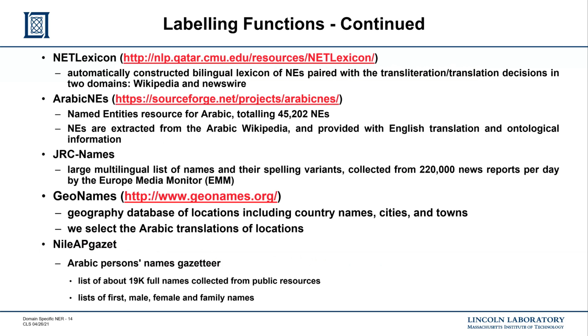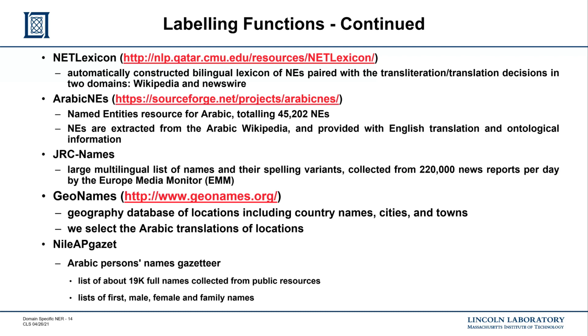Then Arabic named entities is the next one. It's a named entity resource for Arabic, totaling about 45,000 named entities. Those are extracted from Wikipedia, and they also have an English translation and some other information. JRC names is a large multilingual list of names and their spelling variants. It's collected from hundreds of thousands of news reports by the Europe Media Monitor. GeoNames is basically a geography database of locations, including countries, cities, and so on. And we just subselect the Arabic translations of locations from this.